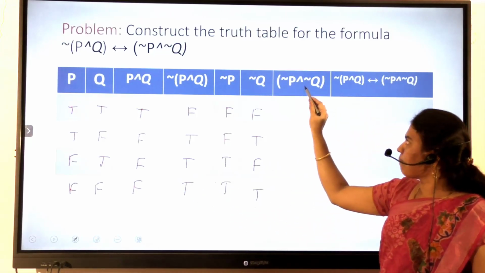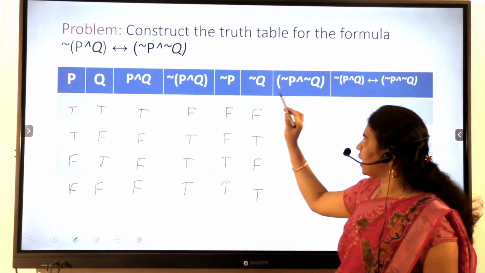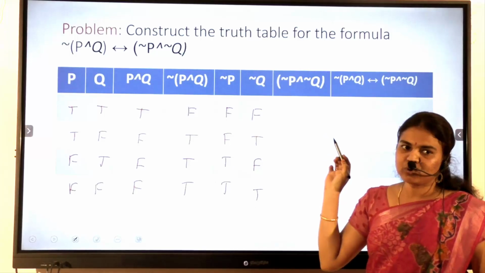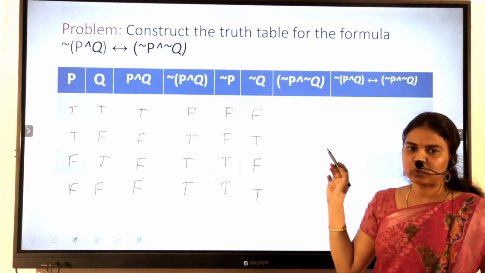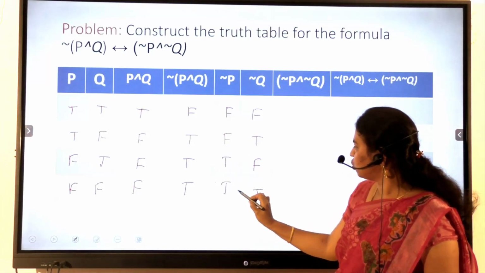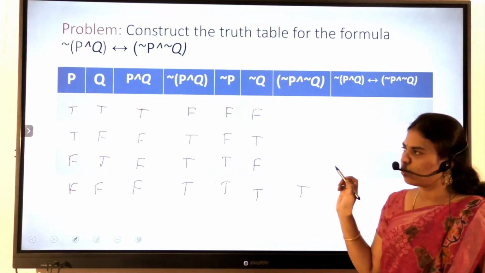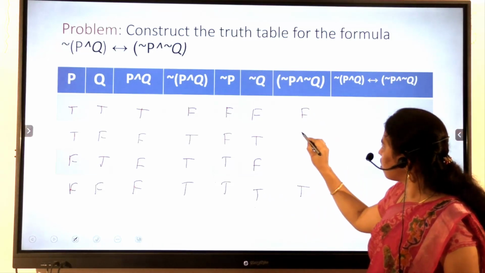Next, negation P and negation Q. The truth table for P and Q is: if both the statements are true, then the resultant statement is true. So here negation P, negation Q, true and true, the truth value is true. In the remaining cases it is false.